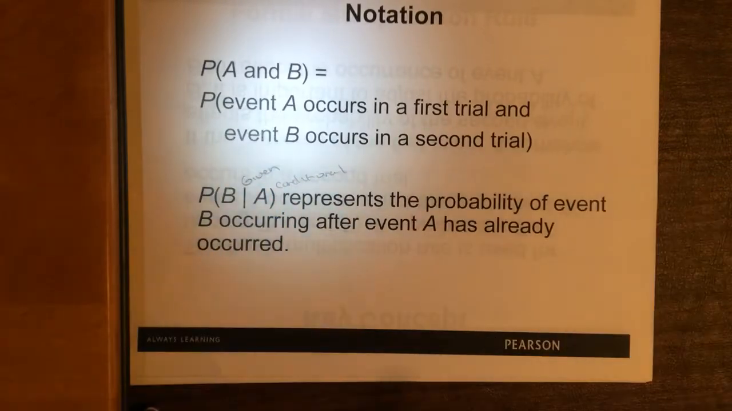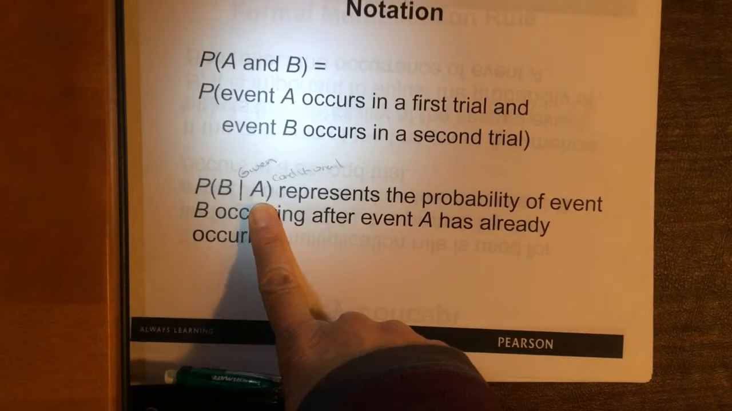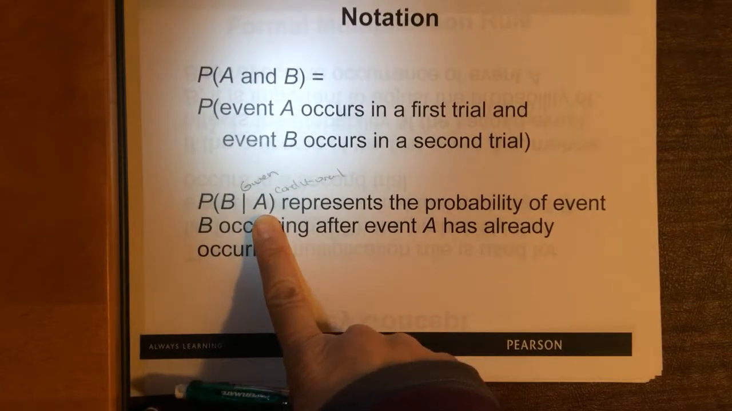So if we pick the card and we don't look at it and we don't know what it is, then we're going to have a hard time figuring this out, because we need to know what A is and what occurred in that first trial.